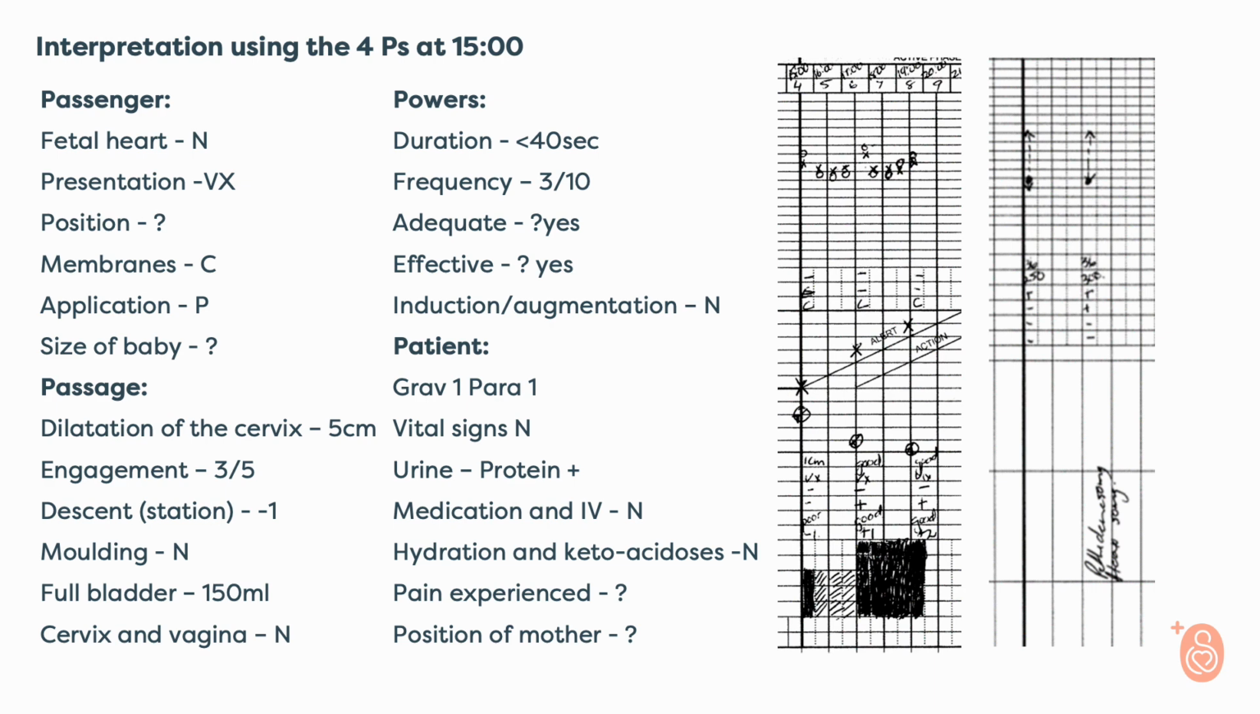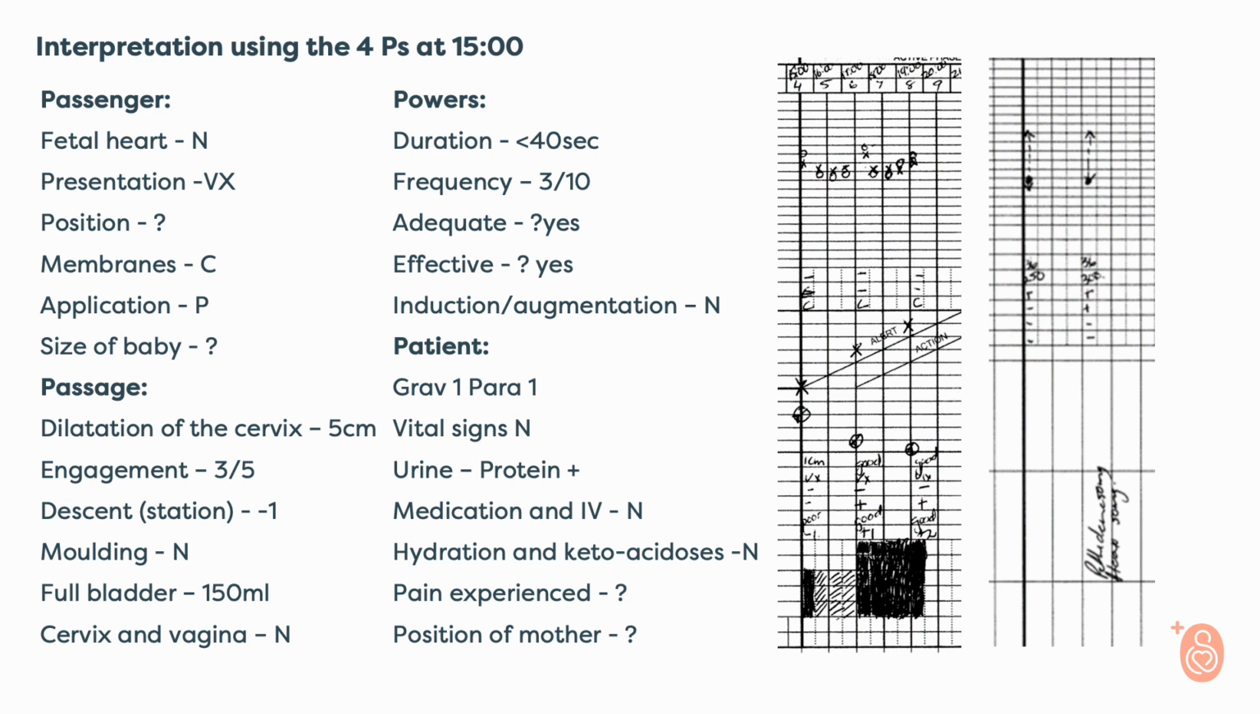The engagement has progressed a little bit as well. The head has gone now from 4/5 above the pelvic brim to 3/5 above the pelvic brim. And the descent, the station, is also -1. It's still high, the head is still above the spines, but at least there is some progress, which we are very happy about.